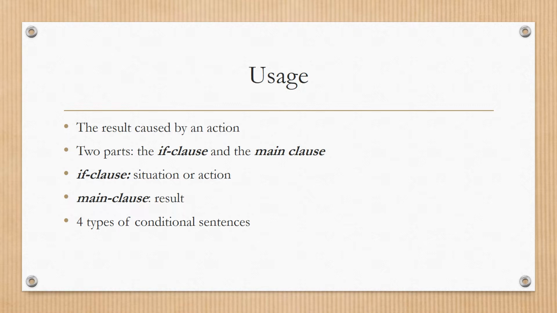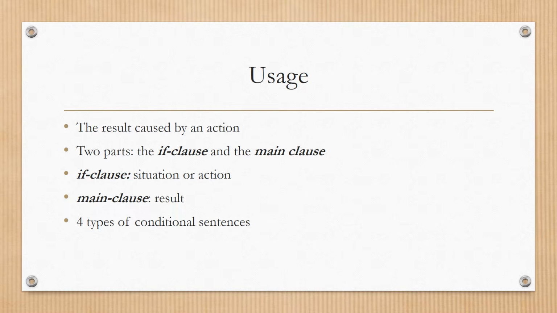Okay, so when do we use conditional sentences? We use conditional sentences to talk about the result caused by an action. There are 2 parts in a conditional sentence, the if clause and the main clause. In the if clause, we talk about the situation or the action. In the main clause, we talk about the result.